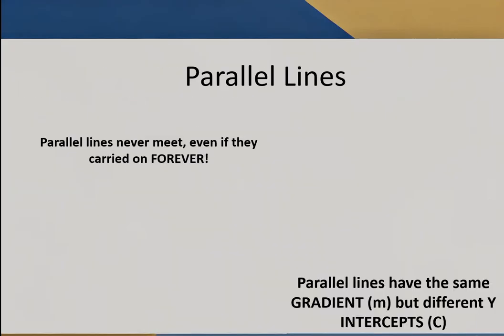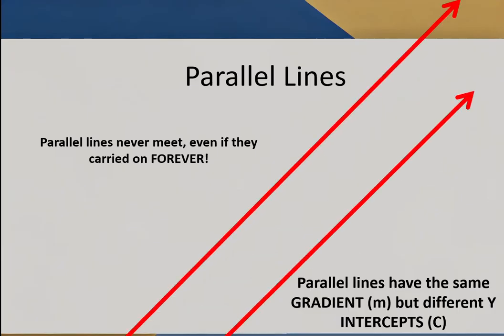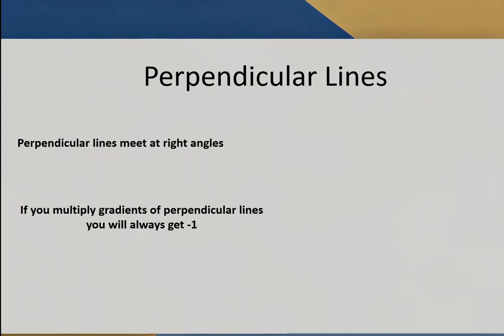So parallel lines never meet, even if they are carried on forever. So we can see that there's a constant gap between them. That's because the gradient is identical. The only thing that's different is their y-intercepts.